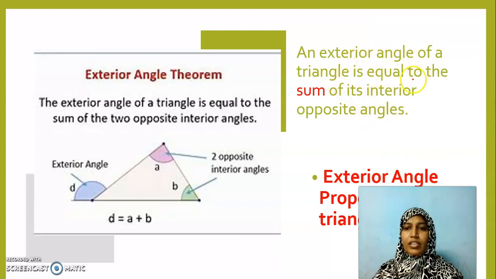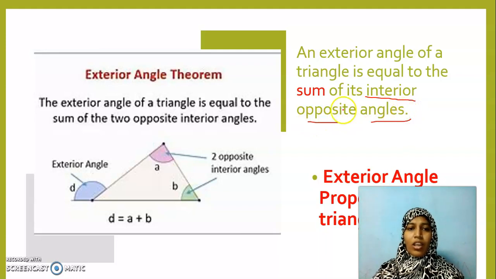Exterior angle of a triangle is equal to the sum of its interior opposite angles. You should know how to locate the interior opposite angles. How many exterior angles will there be for a triangle? How many are saying 3? Wrong, children. You will have 6 exterior angles. How? I have already told you, no?